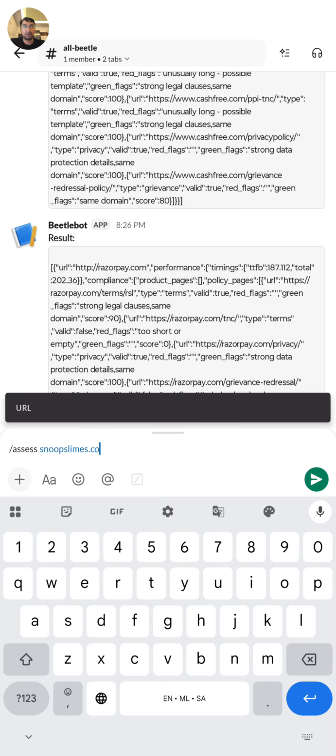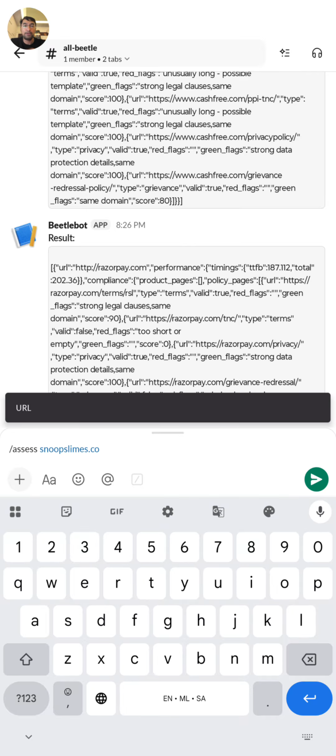And if you go to Google and say domain myshopify.com, you can quite literally harvest a lot of websites that are either live or partially live, which are basically e-commerce sites hosted by Shopify. So one of those is snooplimes.co, right? Now going back to the meat of what has been done with Beetle.